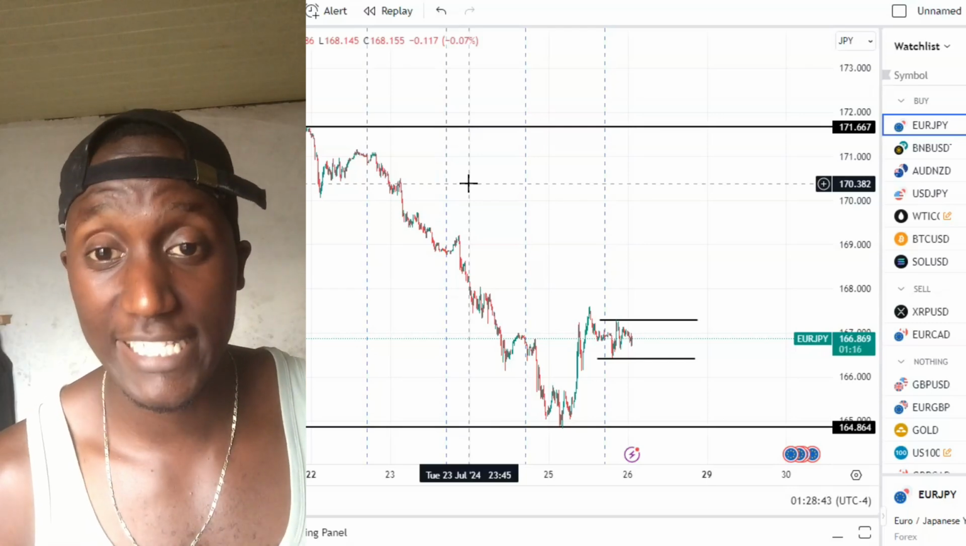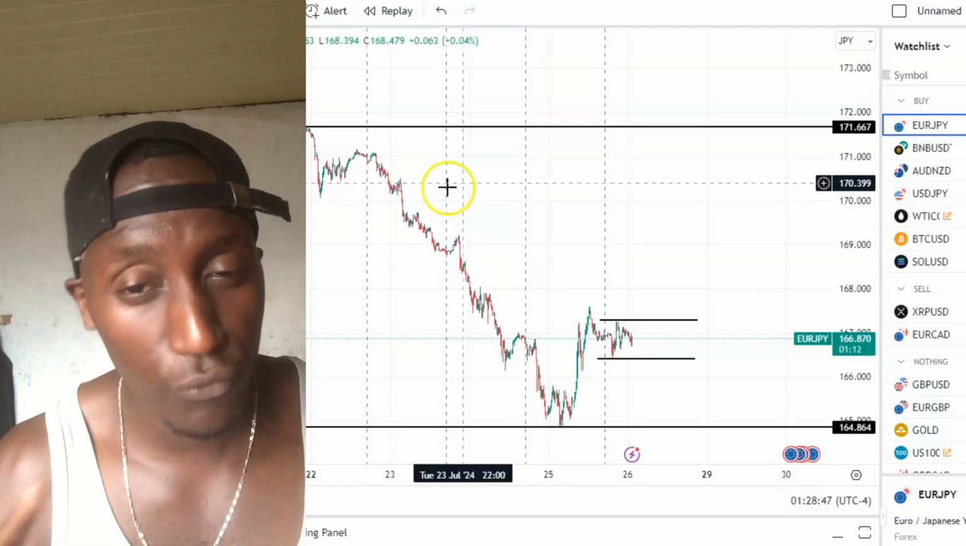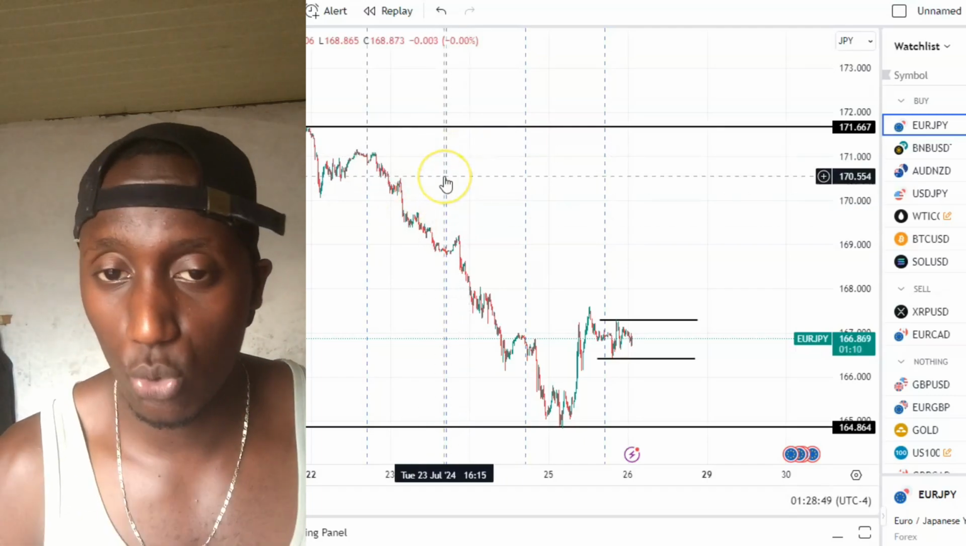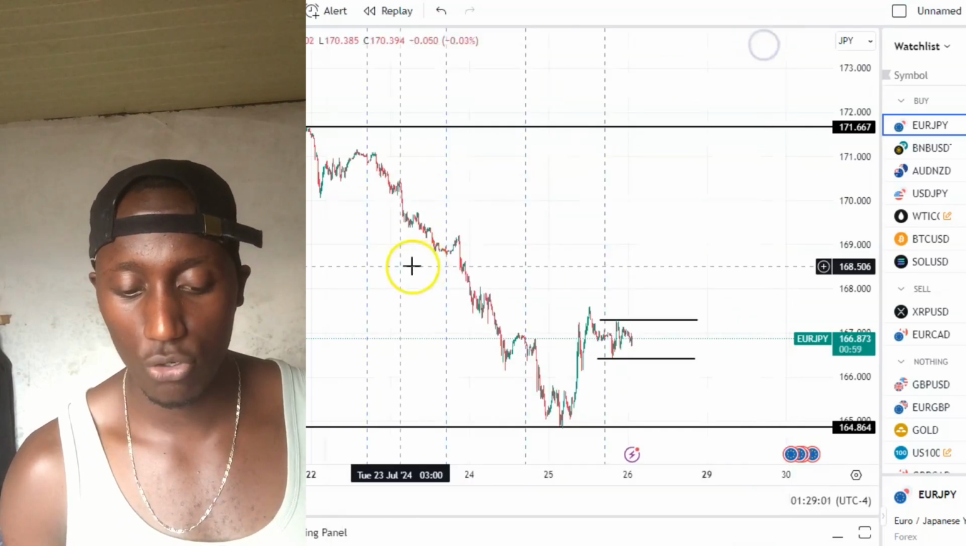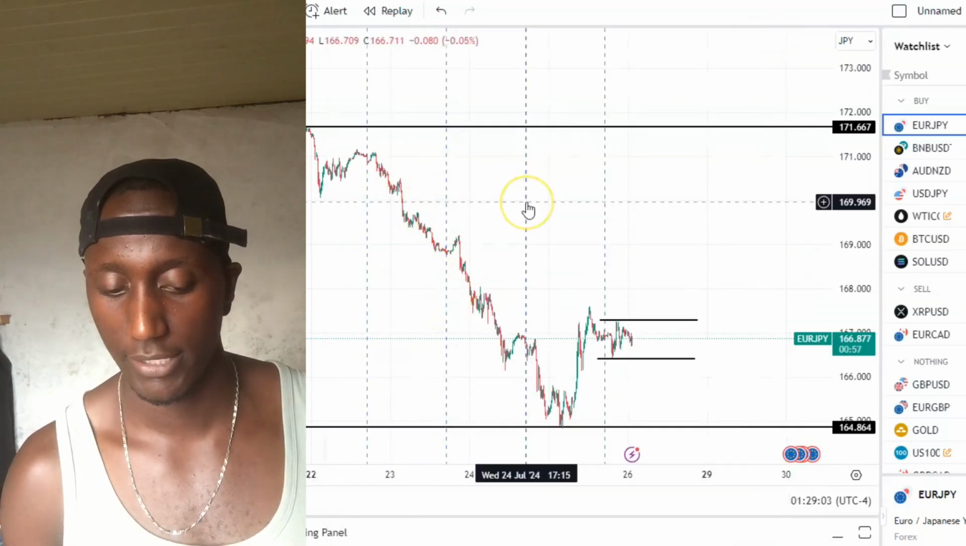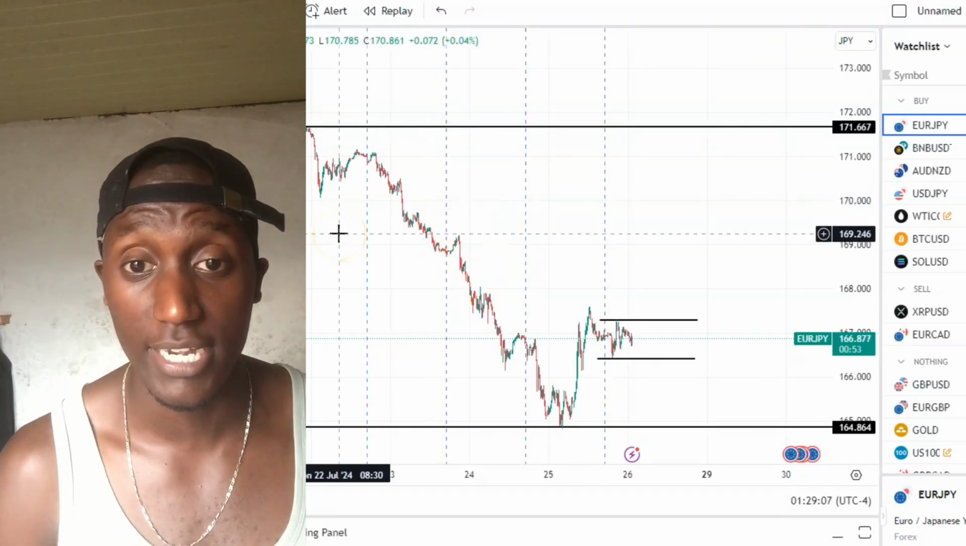All you need to do is come to the screen on Wednesday. Now, when you come to the screen on Wednesday, you've not traded yet. You need to do these things. Step 1 is go to settings on TradingView and then go to events and check these session breaks. The session breaks show you when the day begins and when the day ends.